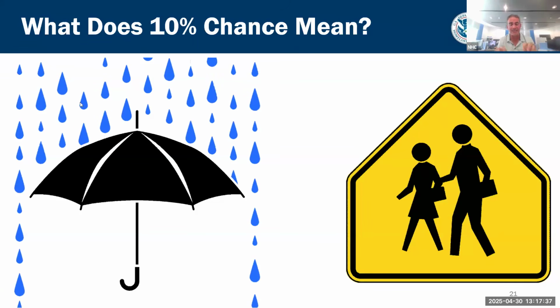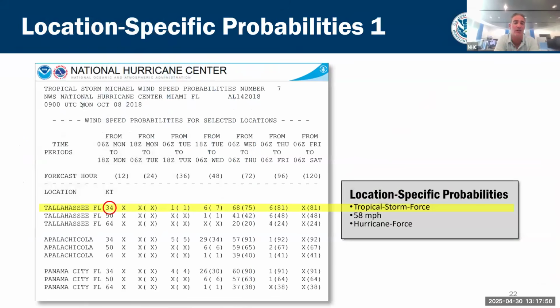The point is, you can't separate the probability from the consequence. And the 10% chance of hurricane force winds is kind of a big deal, compared to the 10% chance of just seeing some rain. All right, let's walk you through the text products now.